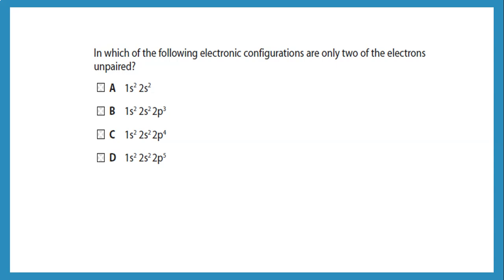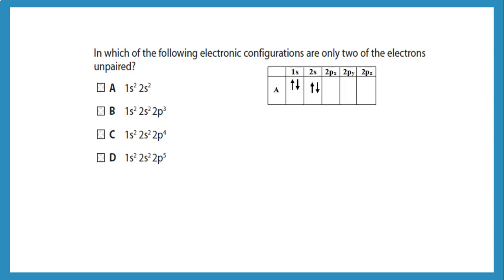In which of the following electronic configurations are only 2 of the electrons unpaired? So the question is, which of these has 2 unpaired electrons? Again, what is A? A is 1s2, 2s2. So that is only 2 paired electrons in the 1s and paired electrons in the 2s. It doesn't have any unpaired.